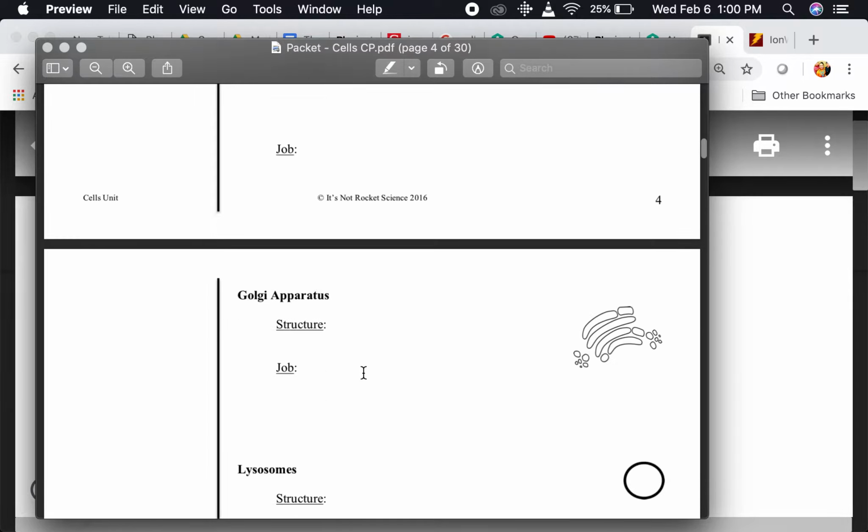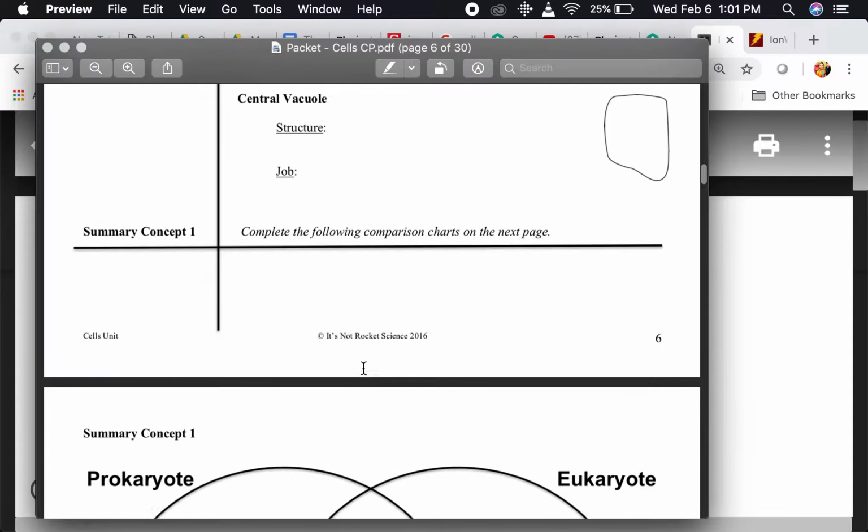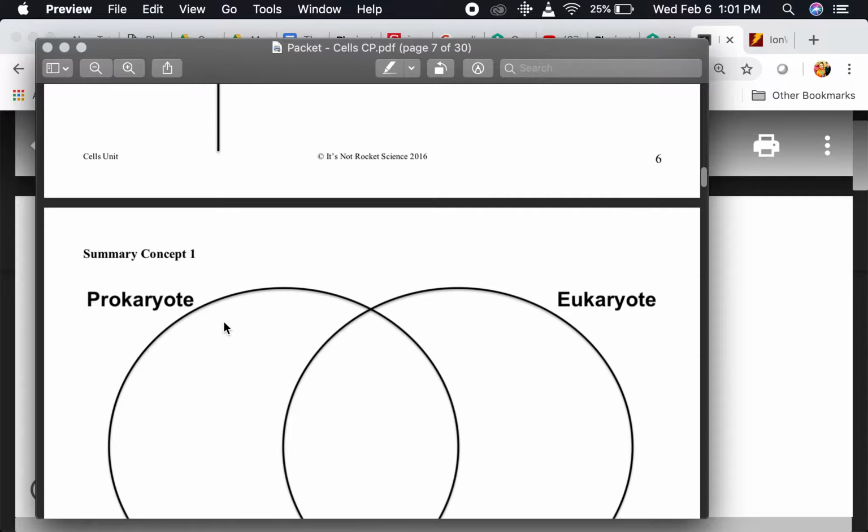All of this should be filled out. If it's not, then you have a little bit of time to do that. So you should have that here. Now you are going to summarize what you have learned.